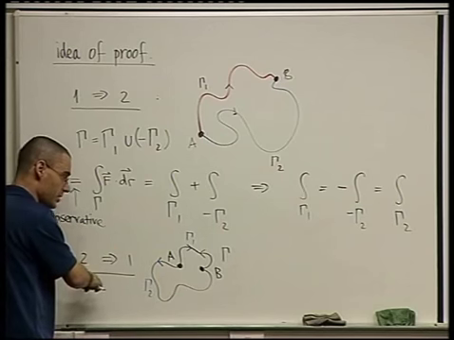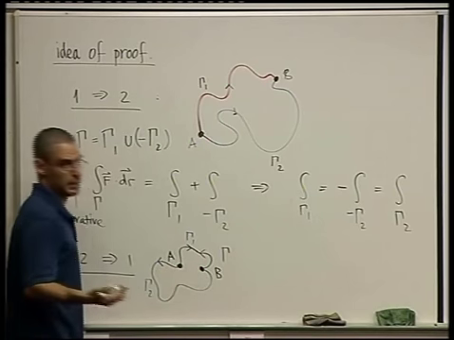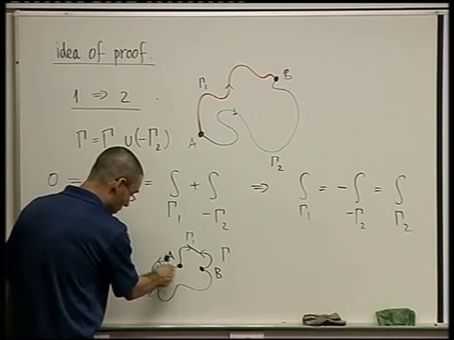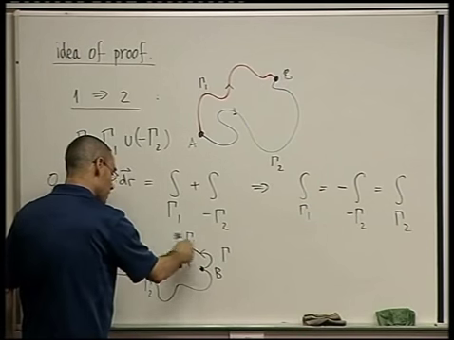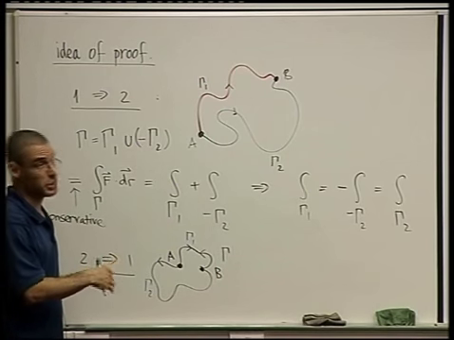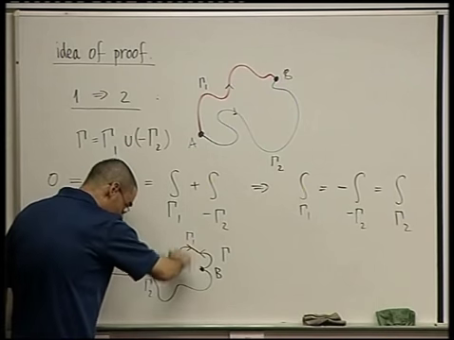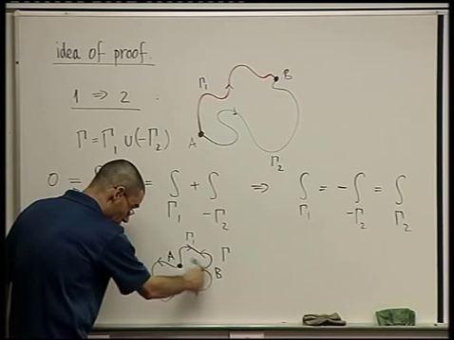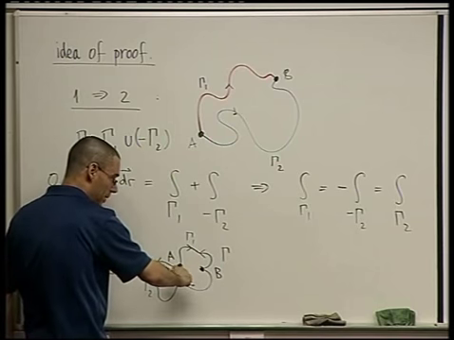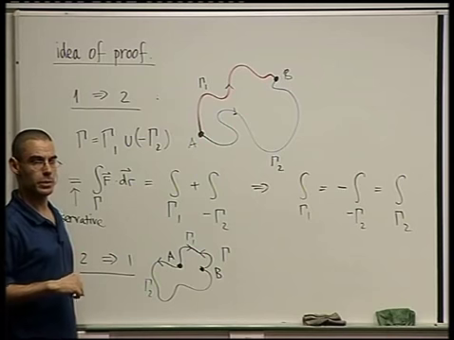Now our assumption is that the integral over gamma 1 equals the integral over gamma 2. That's the assumption of this direction. Therefore, the integral over gamma 2 minus the integral over gamma 1 is 0, because if they're equal and we subtract them, we get 0. Therefore, the integral from A back to A, going through B, along gamma 2 and coming back on negative gamma 1 is 0. The integral over the closed curve is 0.